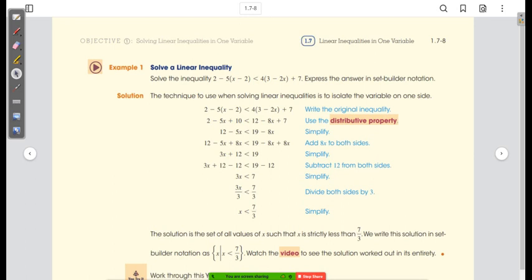All right, so enough nonsense. Let's get to the fun part. I'm sure many of you like to learn by doing, so here, let's do. Solve the inequality, express the answer in set builder notation. All right, cool. So here we go.